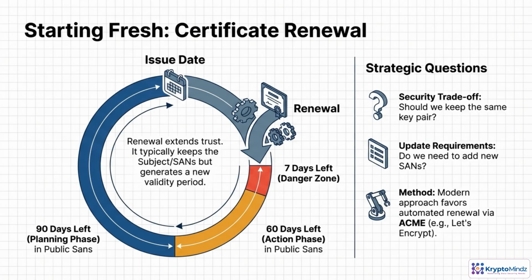Renewal also forces a few strategic decisions. Do you keep the existing key pair or generate a new one for better security? Do you need to add or remove SANs because the system's footprint has changed? And which method will you use? Manual ticket-driven renewals, or an automated protocol like ACME that lets systems request and install new certificates on their own? Handled well, renewal becomes a routine background process. Handled poorly, it becomes one of the most common causes of avoidable downtime in PKI.